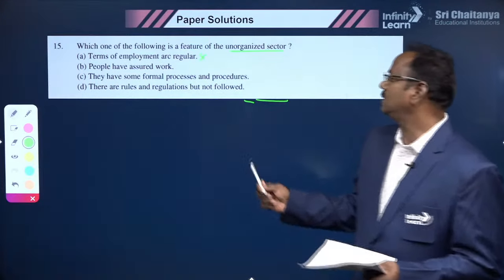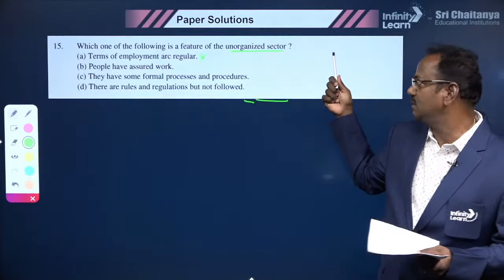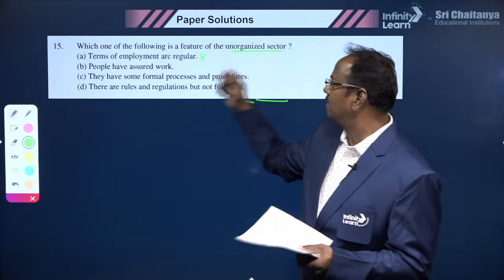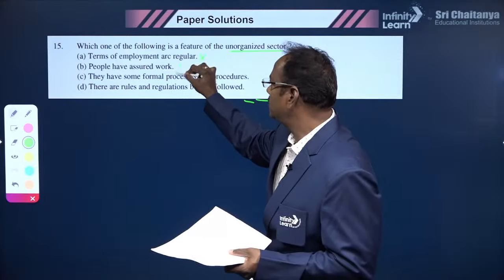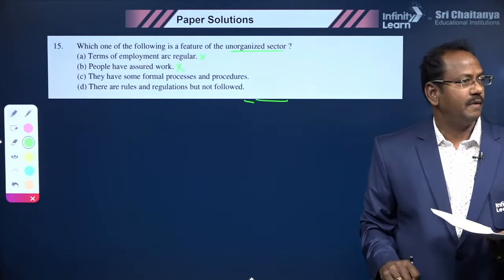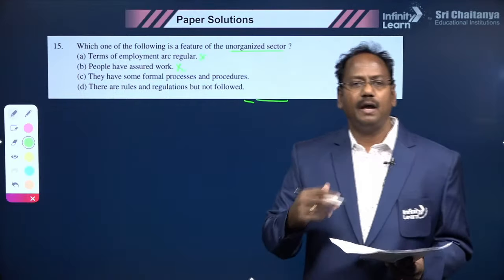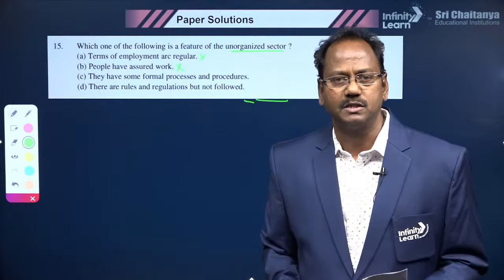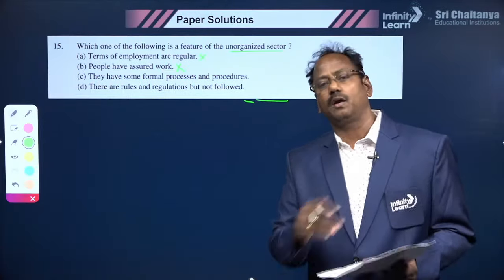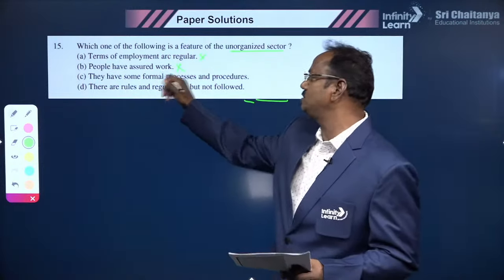Very good. Then, which of the following is a feature of the unorganized sector? The people have assured work. This is wrong, because there is no assurance of work. Whenever there is a chance, when heavy orders come, people will be called, and when there is no work, people will be rejected or given a pause in their work. That is the reason there is no assured work.